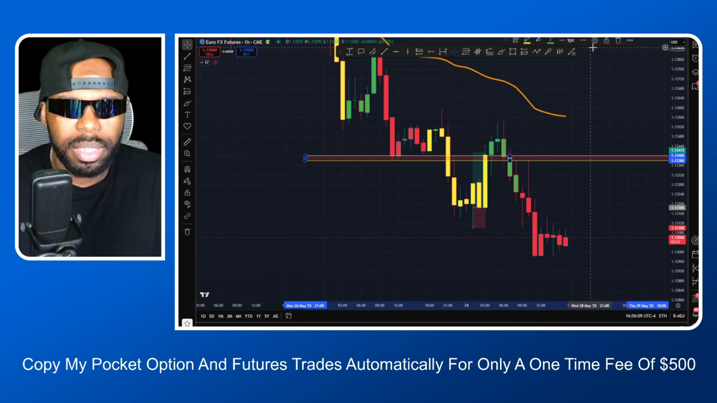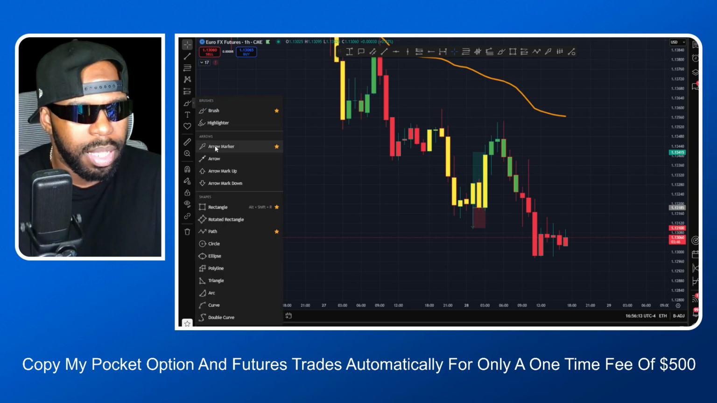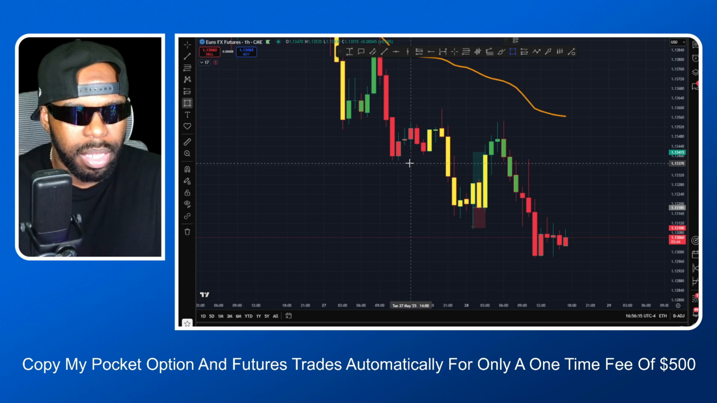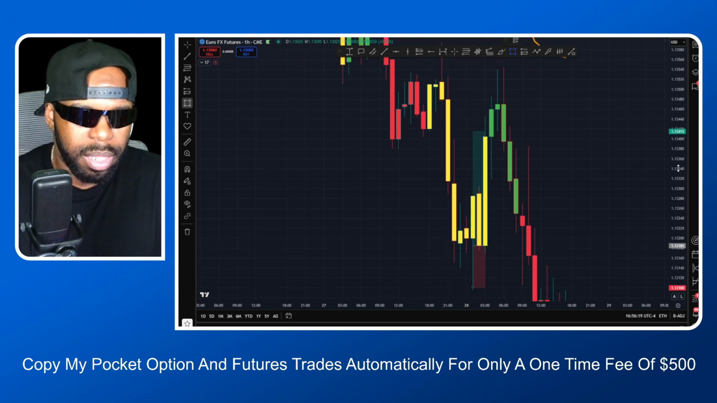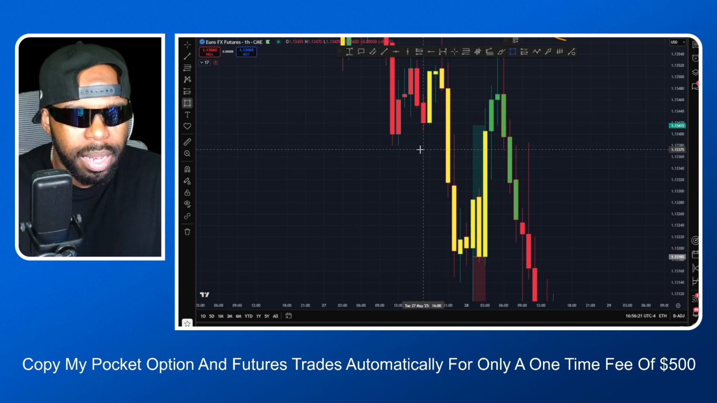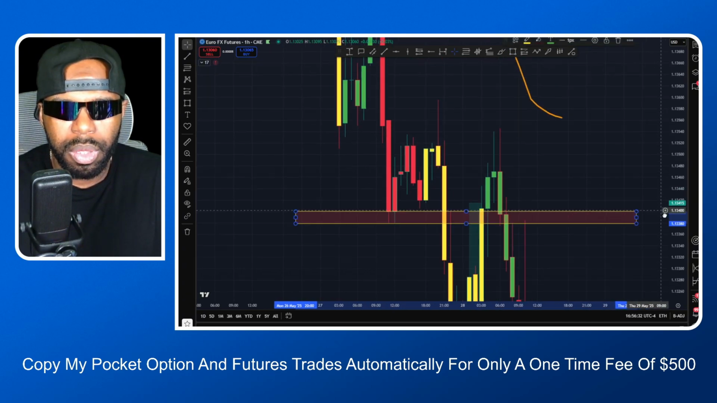Okay. What I usually do is I'll just go ahead and delete this. That way you can kind of see what I'm doing here. What I usually do is I go to the rectangle tool. I get the rectangle tool here, and what I like to do is stretch it out a little bit, just a little bit, and I like to draw the zone from the wick to the body up.